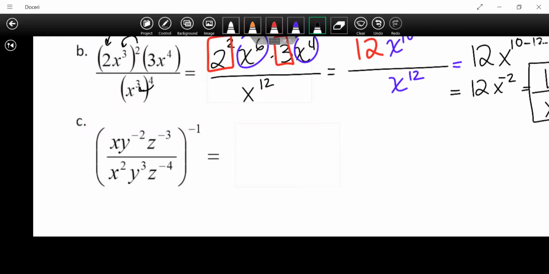What I see here first is the negative on the outside of this term. So what I'm going to do first is flip everything before I even flip it again.